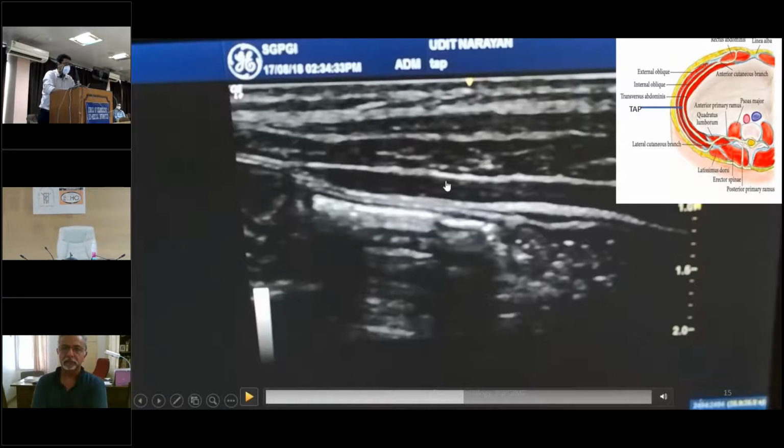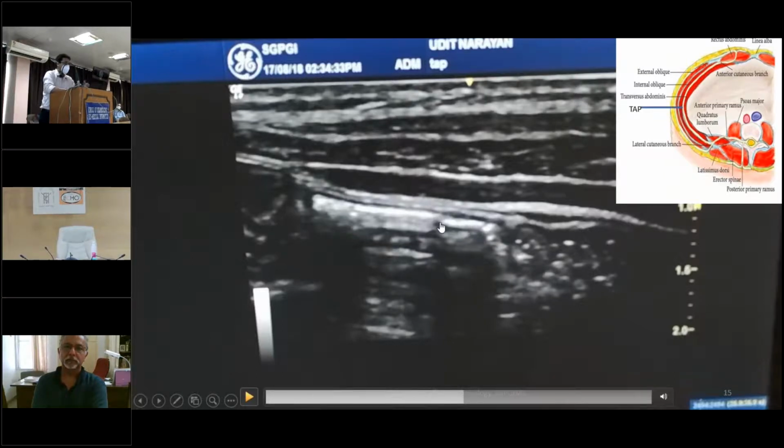As the schematic diagram suggests, this is the transversus abdominis muscle. This is the internal oblique muscle. This is the external oblique muscle. This is the subcutaneous tissue, and this is the skin. And this shiny structure underneath is the peritoneum. That is this thing, somewhere here.